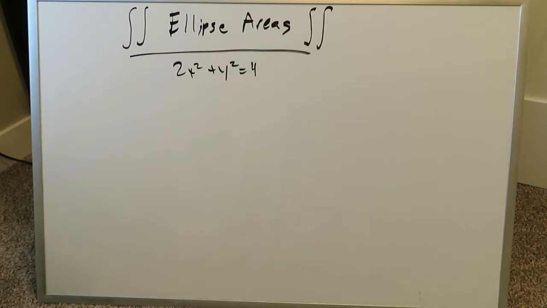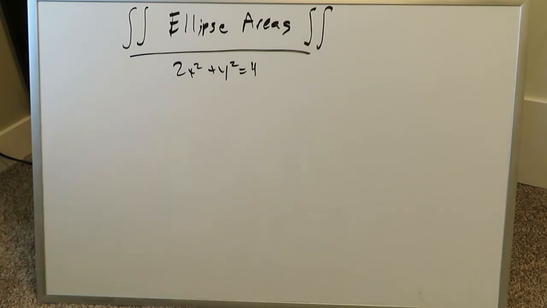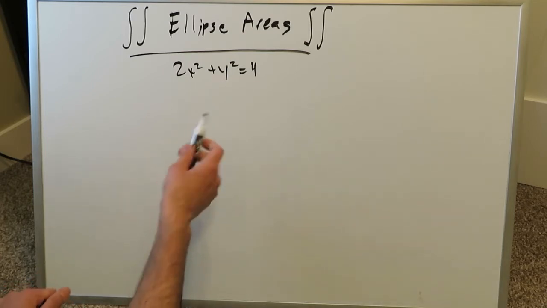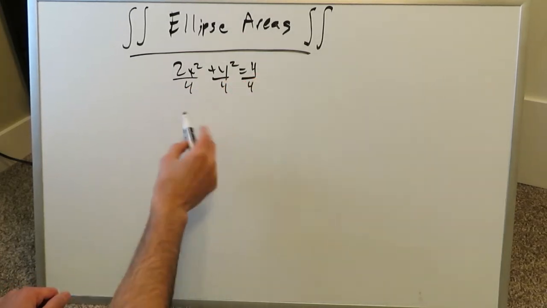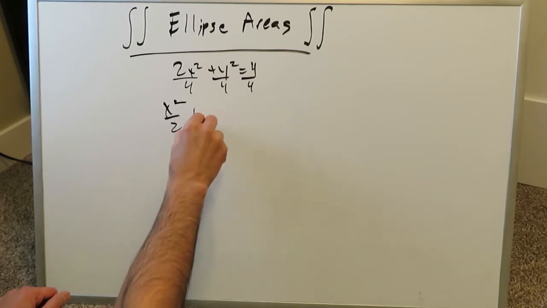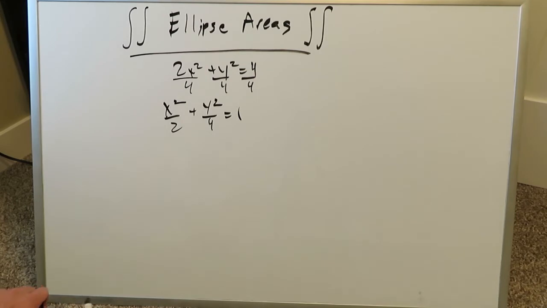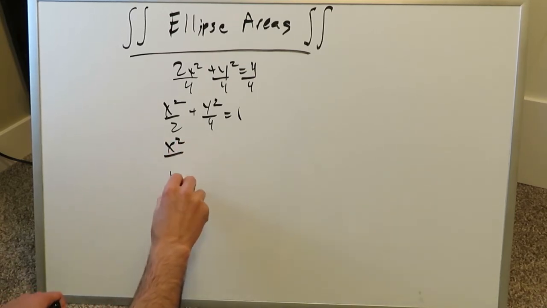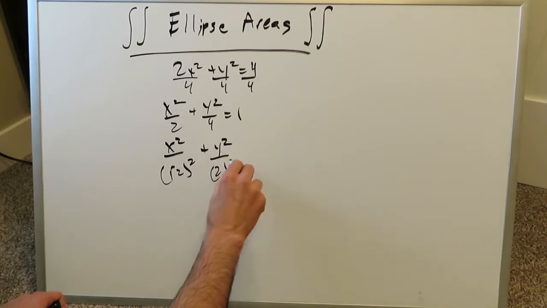So the equation of the ellipse that we're going to integrate in terms of area is this: 2x squared plus y squared equals 4. We just have to find some parts of this ellipse so we can integrate it. We have to divide everything here by 4, and you know how to do this. It's going to be x squared over 2 plus y squared over 4 is equal to 1. You can rewrite this in the standard form: x squared over root 2 squared plus y squared over 2 squared is equal to 1.